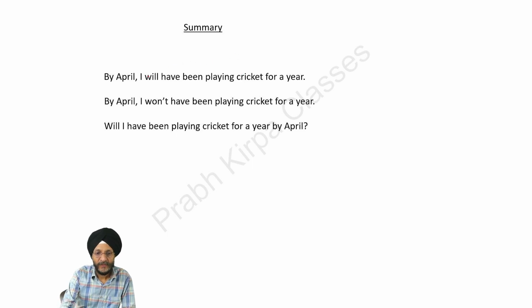Summary. By April, I will have been playing cricket for a year. This is the positive sentence. In the case of negative, will not becomes won't: I won't have been playing cricket for a year. This is the interrogative. Here only will is taken to the first place. Will I have been playing cricket for a year by April?